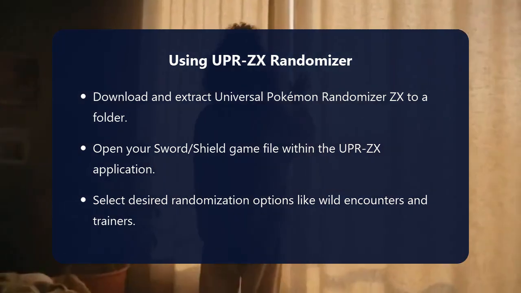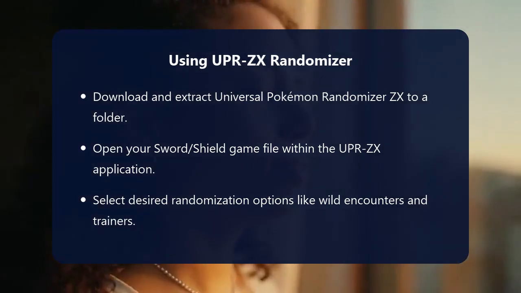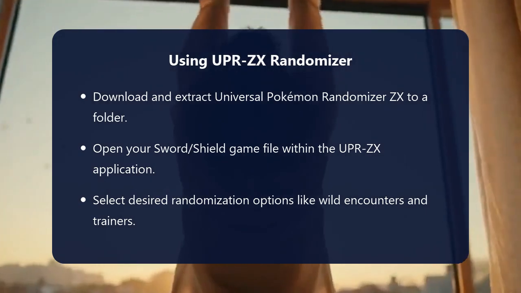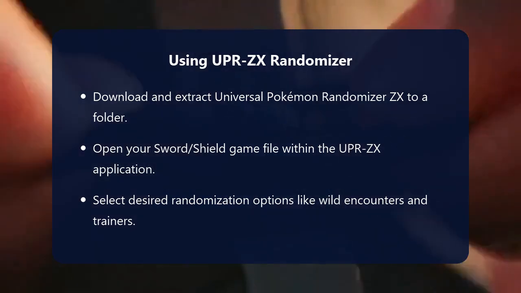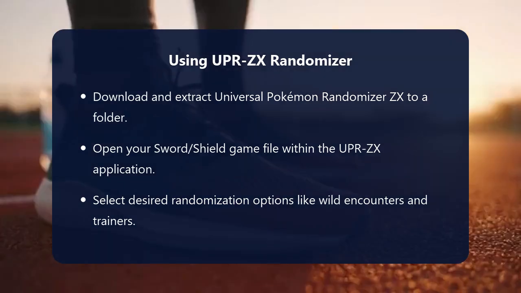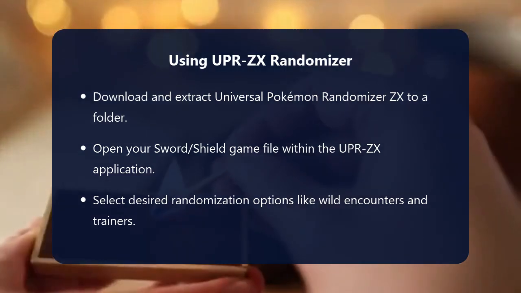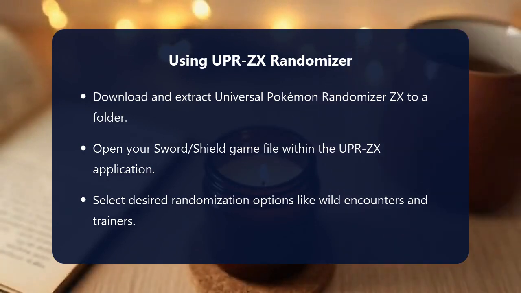Extract the contents of the downloaded archive to a convenient location on your computer, such as a dedicated Pokemon Randomizer folder. Now, launch the UPR-ZX application, typically by running the main executable or a Python script within the extracted folder, and when prompted, navigate to and open your dumped Pokemon Sword or Shield XCI or NSP file. The randomizer will then process the game data, which might take a moment.